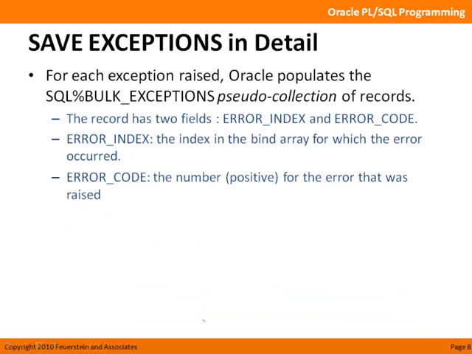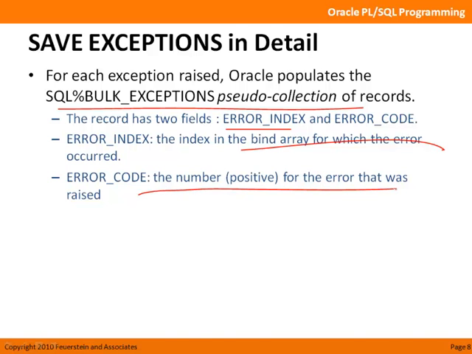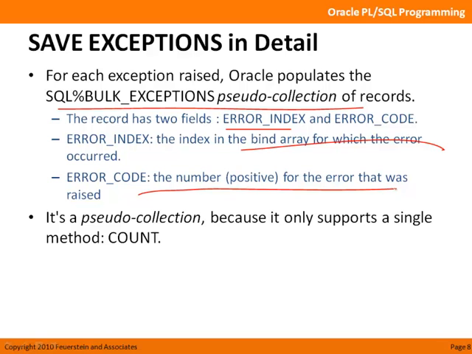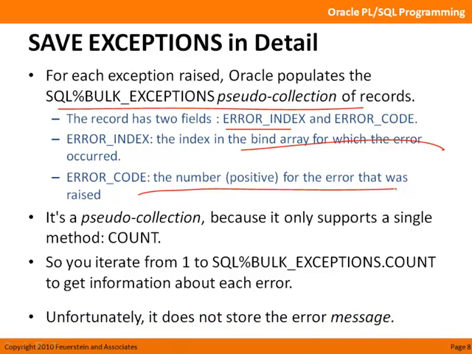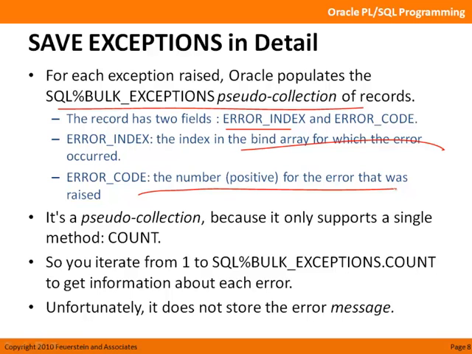So to go over some of these details, for each exception that's raised, Oracle populates the SQL%BULK_EXCEPTIONS pseudo collection of records. Two fields: ERROR_INDEX, pointing back into the binding array in which the error occurred, and ERROR_CODE, the number, which is positive for the error that was raised. It's a pseudo collection. It doesn't support all the methods, but it gives you what you need to iterate through those rows and process the errors. And as I mentioned, it does not store the error message. So it's a very powerful feature. FORALL is incredibly powerful. Save exceptions makes it very practical in a lot of ways to use for very large batch processing. You just have a slight lack of information when it comes to actually understanding what went wrong when that error occurred. Hopefully it will be fixed.